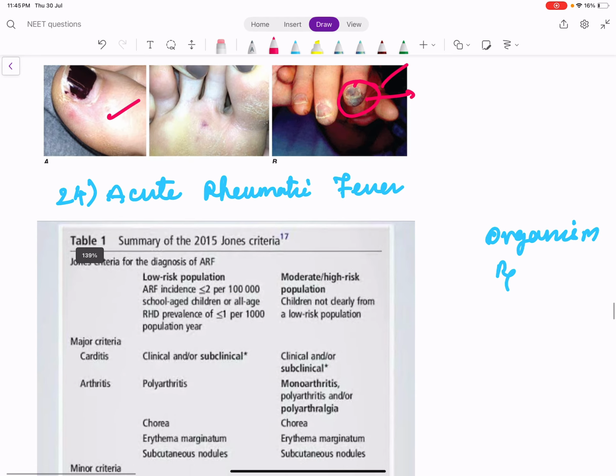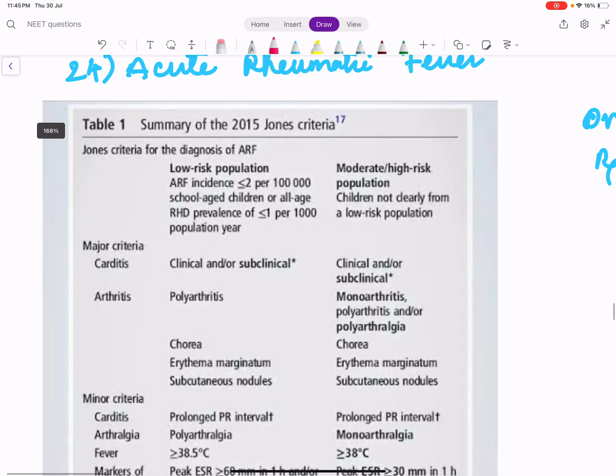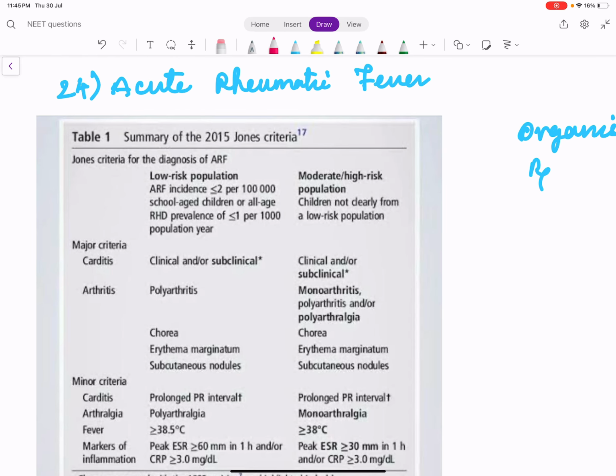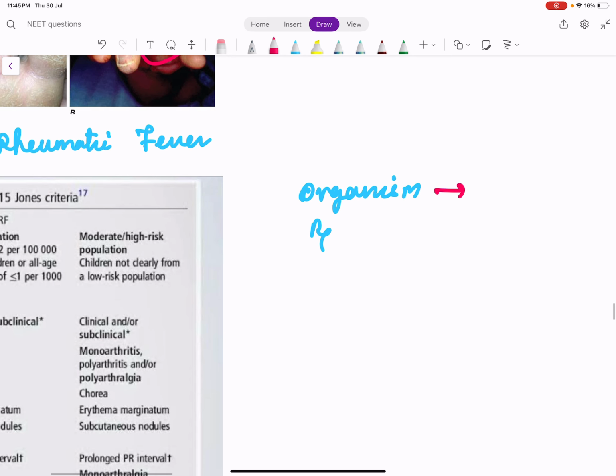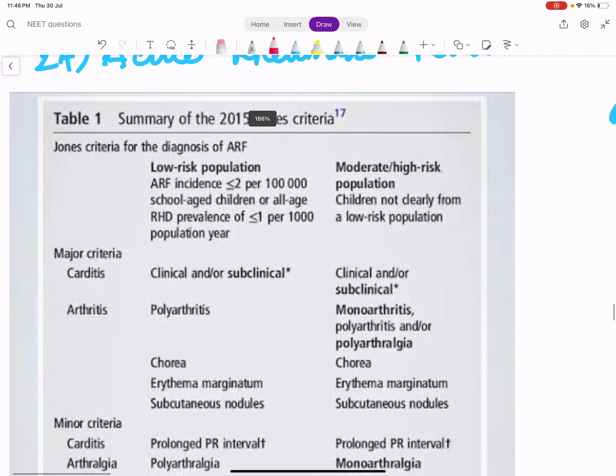Right. So another important cause of valvular heart disease is acute rheumatic fever. So there was the 2015 modified Jones criteria. What is the organism causing rheumatic fever? It is group A beta hemolytic streptococci. It is actually an immunological phenomenon due to molecular mimicry, where our immune system attacks our own heart valves due to molecular mimicry with the proteins from group A beta hemolytic streptococci.